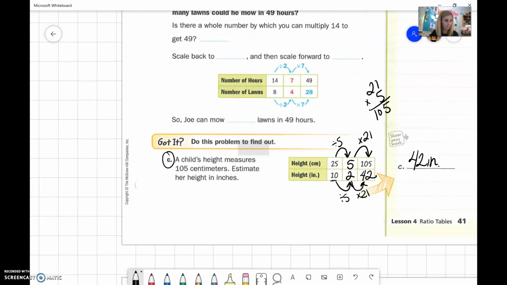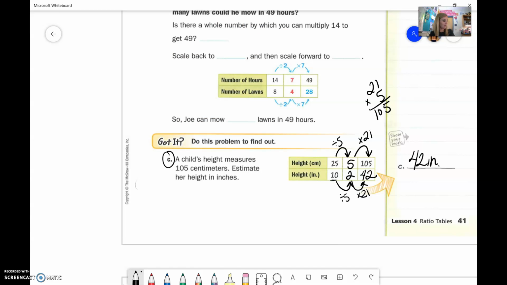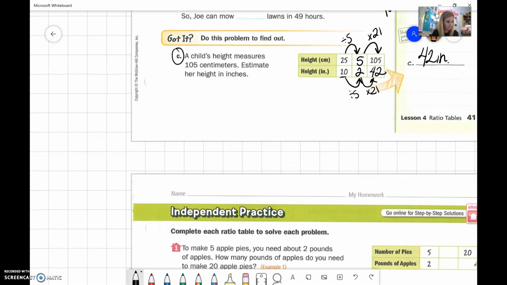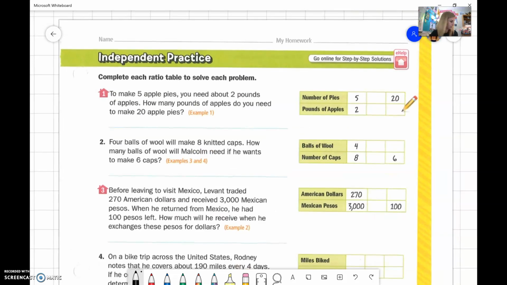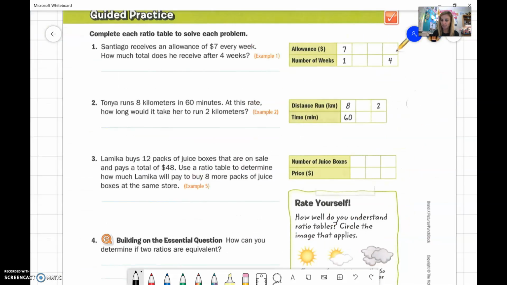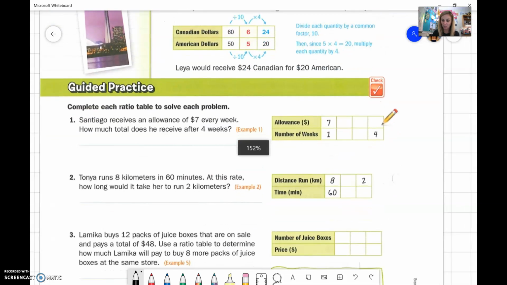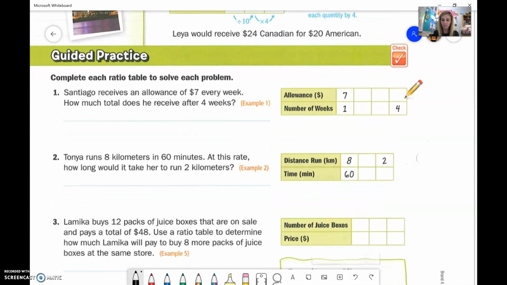All right, let's go to the next page, and we're going to take a look at, oh, nope, see, it's messed up here. There we go. We're going to take a look at number 1 and 2. It says, Santiago receives $7 every week. How much total does he receive after 4 weeks? So he gets $7 for every 1 week. But I want to know what he's going to get after every 4 weeks.